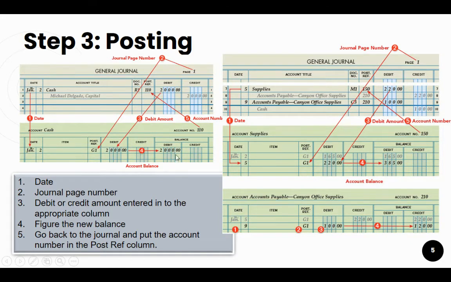Then you figure your new balance. If there's no previous balance, you just bring that balance over. Debit here, debit balance. That's what these 2 columns are, the balance columns. In this example over here, we had a previous balance. It's a debit balance, debit transaction, so you add them together to get your new balance. If it was a debit balance and a credit transaction, you would subtract them to get your new balance. Then you go back to the journal and you put the account number in the post reference column. That's very important because that tells you whether you've posted that transaction or not.